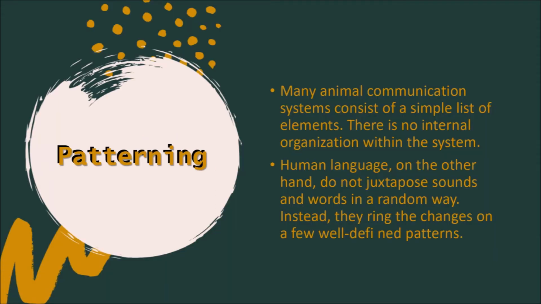I want to explain about patterning. Many animal communication systems consist of a simple list of elements. On the other side, human language has a pattern and does not occur in a random way. Human language simply has a pattern which makes humans able to speak properly in common.